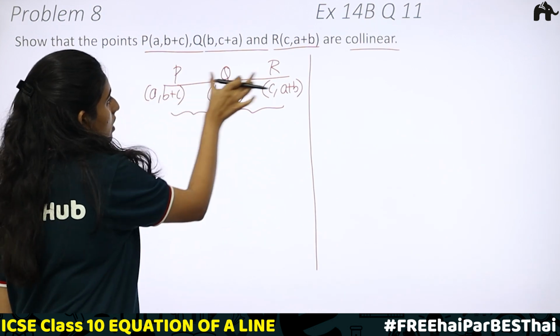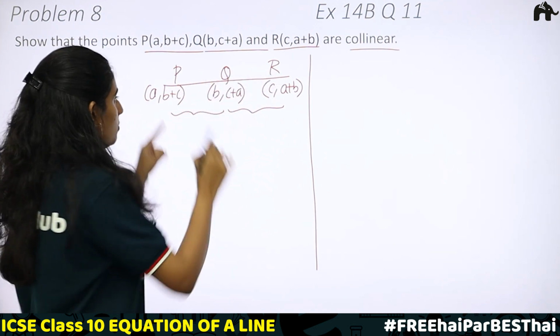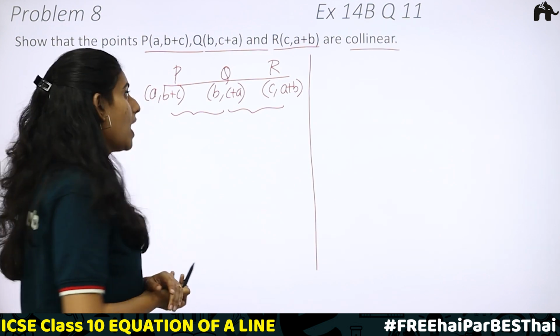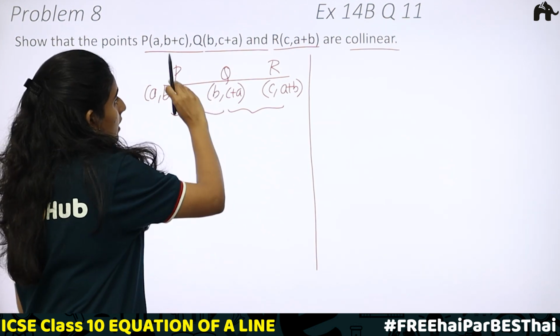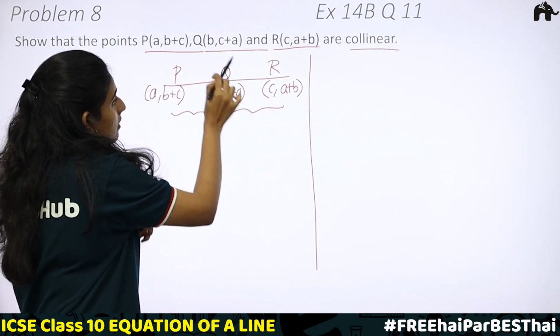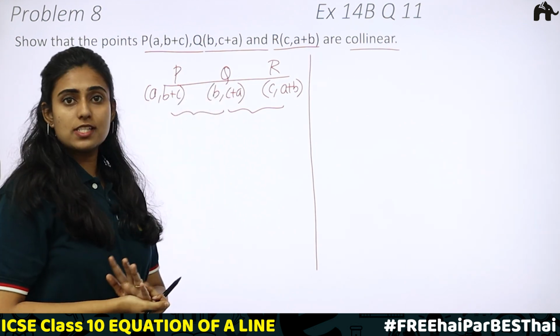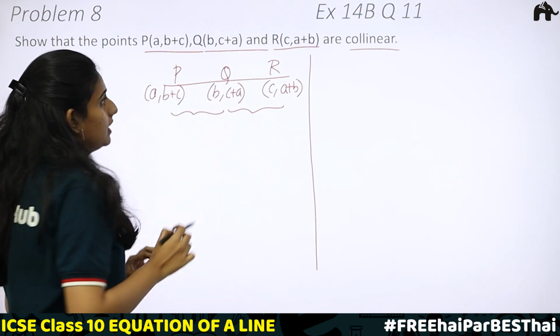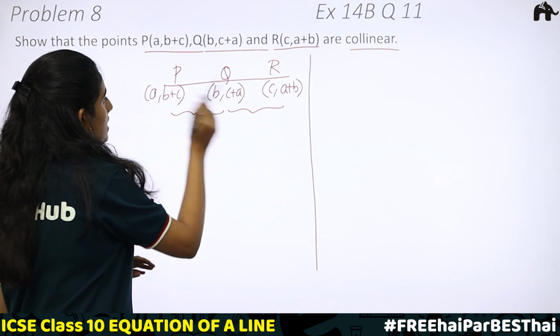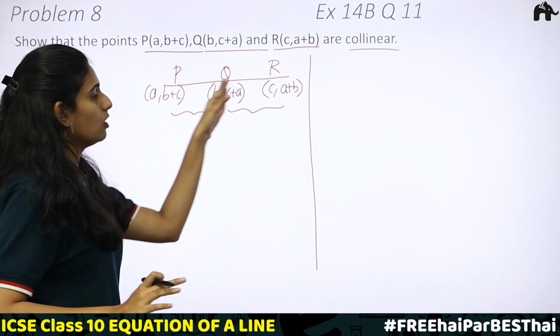Because if PQ and QR have the same slope, they will be on the same straight line, or they should be parallel lines. Parallel lines cannot be considered here because we have a common point. I am taking this Q as a common point. Let us take the slope. We cannot say that this is in the same order like P, Q, R.